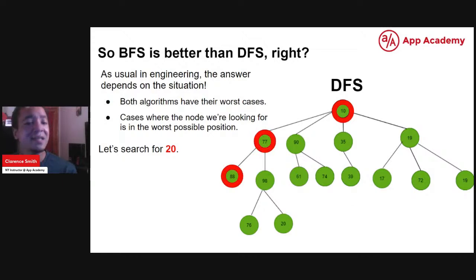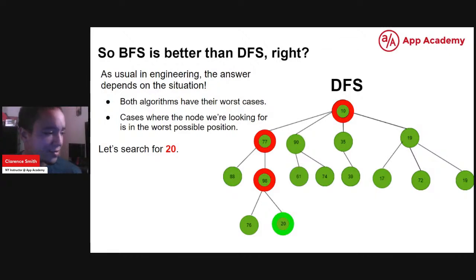All right, so we've seen this before. We check 10, then 77, then 88. Before we can move forward, 88 gets removed from the stack, and then we go down. That's removed from the stack, and we have finally hit the 20. And that was a lot faster than the BFS, clearly. So we've just sort of proven there that it does depend.